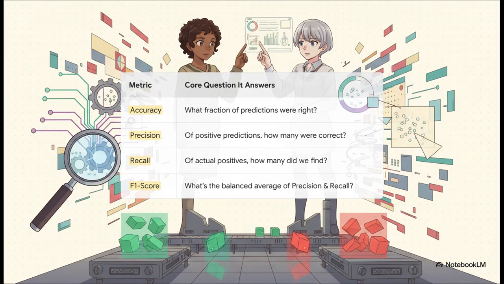To find the truth, you have to look beyond simple accuracy. You need to understand the kinds of mistakes your model is making, and that's where metrics like precision and recall come in. Precision asks a simple question. Of all the times you predicted defect, how often were you right? And recall asks, of all the actual defects that were out there, how many did you find?